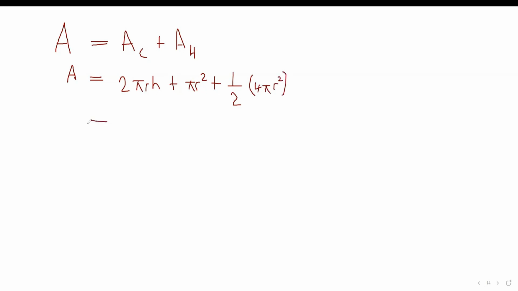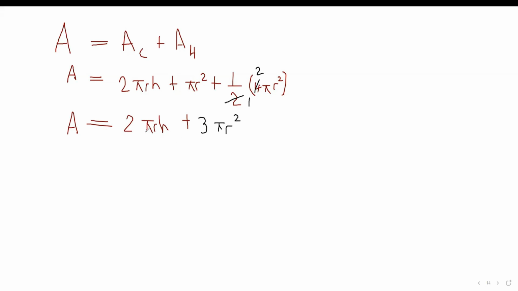Looking at this, it looks tough. I know that the area is then 2 pi r times h plus, I know that pi r squared plus a half of 4 pi r squared, which is 2 pi r squared. I see that this 2 becomes 1 because it can cancel with this. And then 2 pi r squared plus pi r squared is 3 pi r squared.